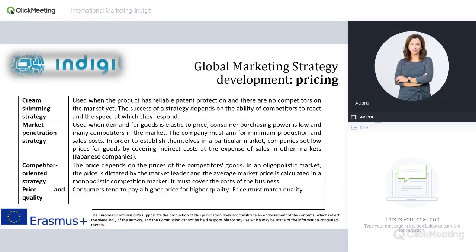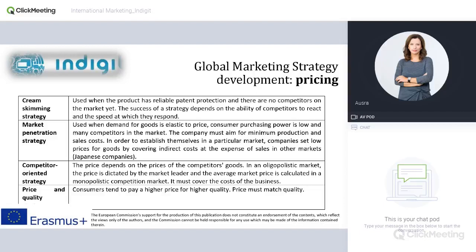There are several global pricing strategies that can be used by SMEs. The first one could be used when the product has a reliable patent, and it's called the cream skimming strategy. The success of a strategy depends on the ability of competitors to react and the speed at which they respond. The second one is market penetration, and it is used when demand for goods is elastic to price, consumers' purchasing power is low, and many competitors are in the market.